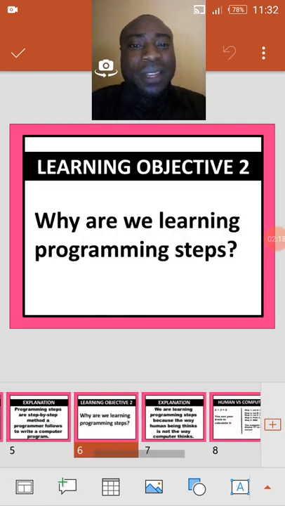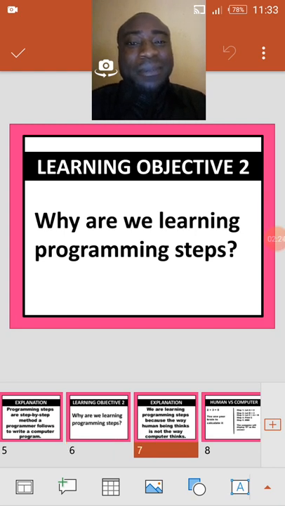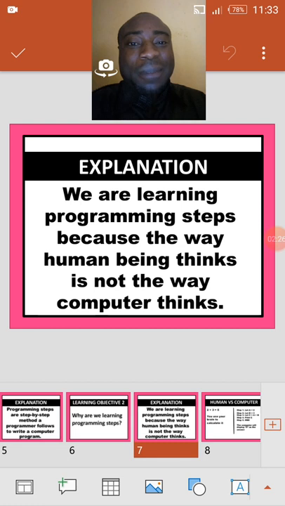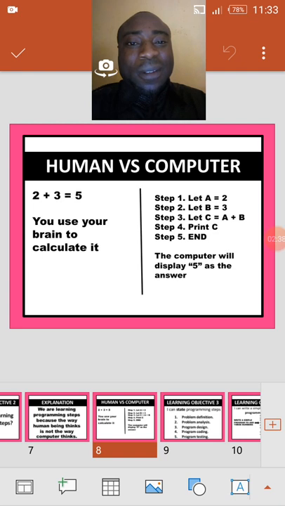Now, why are we learning these programming steps? It is very simple. We are learning programming steps because the way a human being thinks is not the way a computer thinks. What do I mean by that? Let me show you a simple example. Look at the board. You see human versus computer.